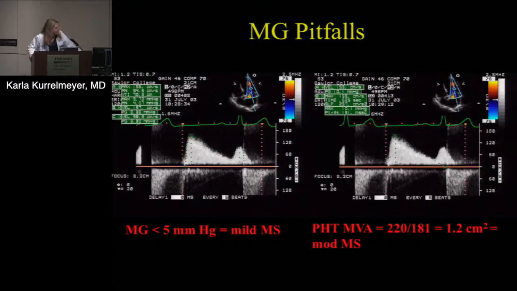So this is a patient, and on the left-hand panel, we calculated the mean gradient by tracing it and doing all those Bernoulli equation 4V squareds, and it told us it was mild mitral stenosis. On the right-hand panel, we used the pressure halftime to determine the mitral valve area, and it came out to be 1.2, moderate mitral stenosis. So the question here is, why is this discrepancy occurring, and what degree of mitral stenosis is this really?